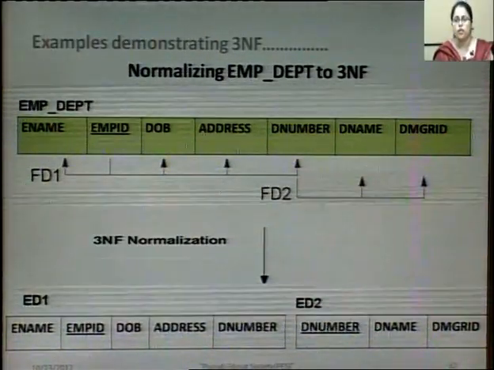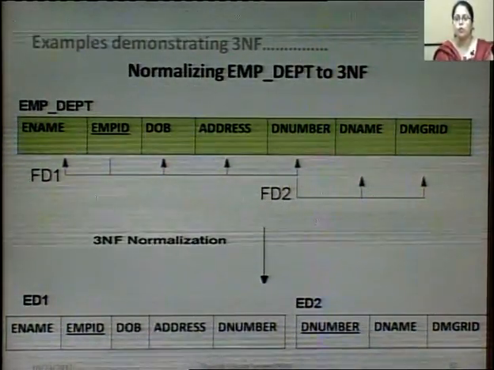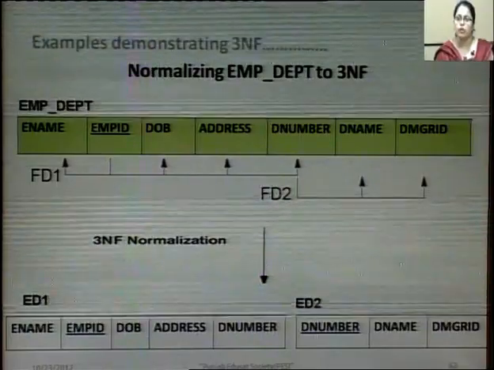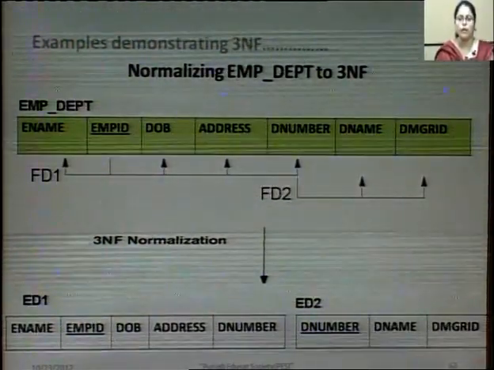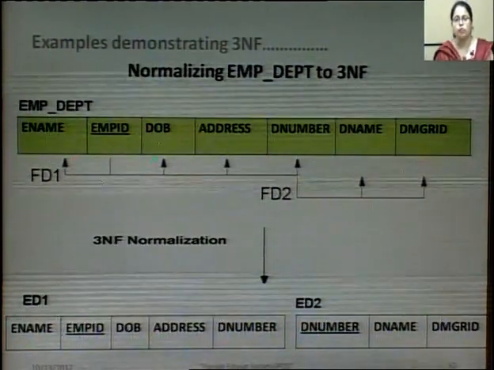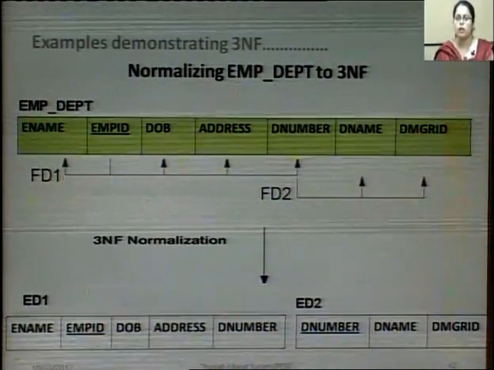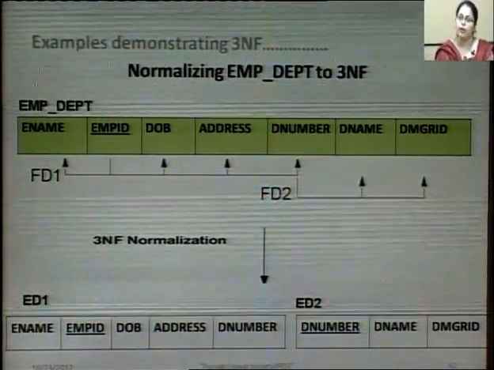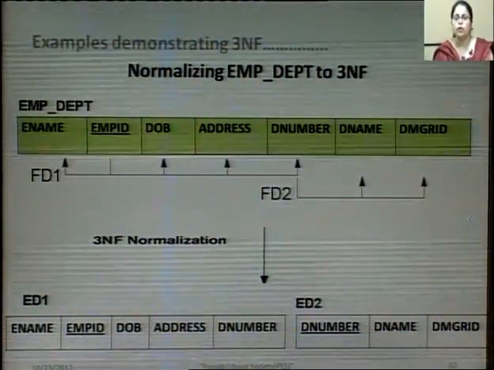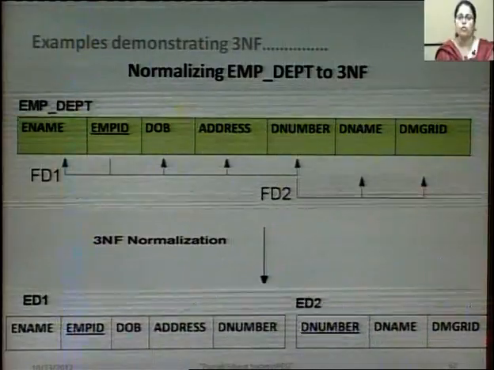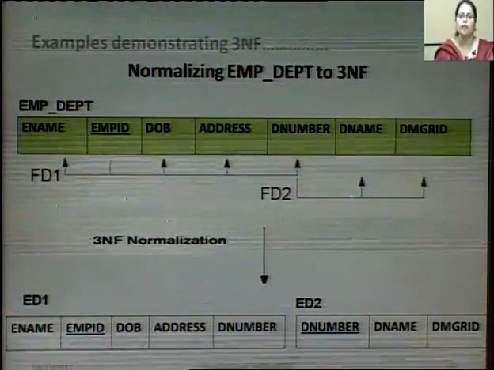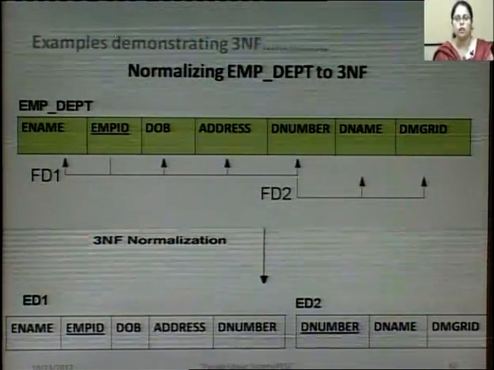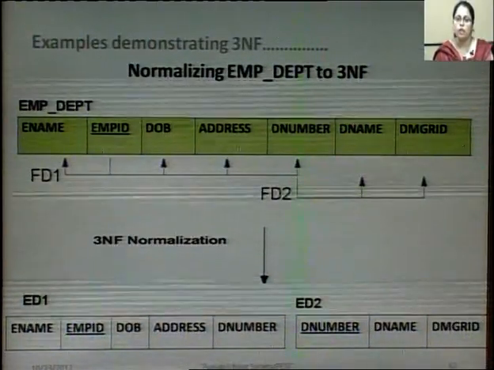Now in the second relation ed2, we store information about the department only, that is the department number, department name and department's manager ID. Here the non-prime attributes department name and department manager ID are fully functionally dependent on the primary attribute, hence they are in second normal form. Also there is no non-prime attribute which is transitively dependent on the primary key, therefore the two conditions of third normal form are satisfied, and this relation is also in third normal form. So we have normalized the original employee department table to third normal form by decomposing it into two smaller tables, ed1 and ed2.